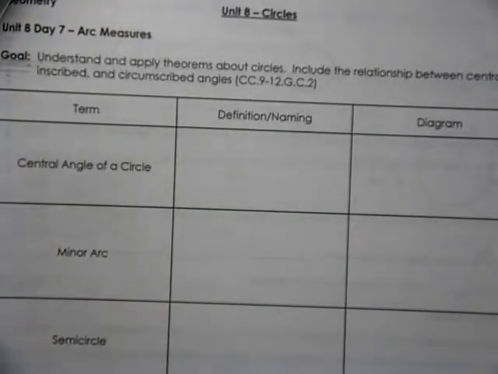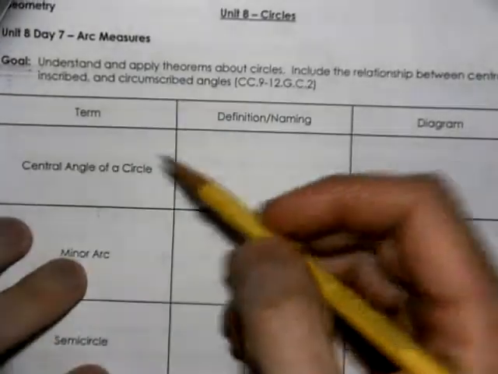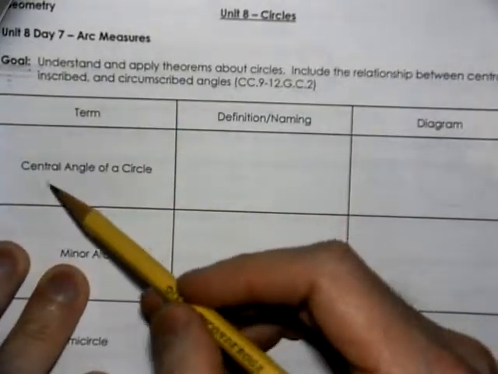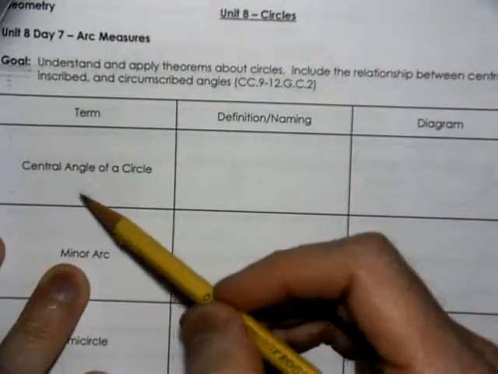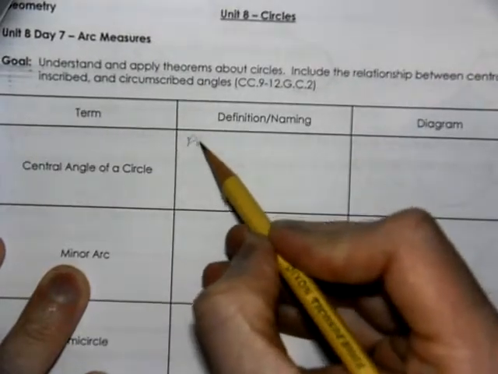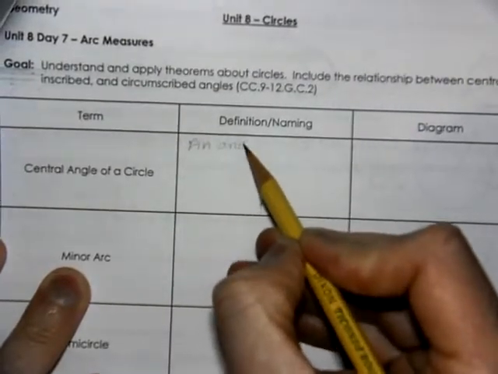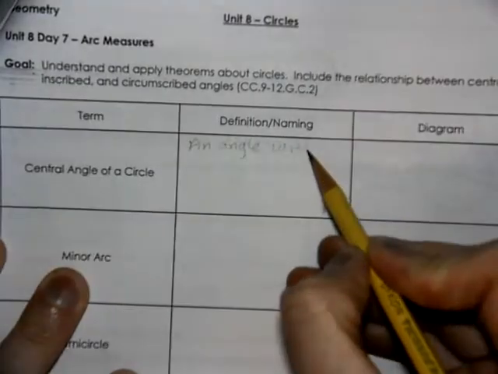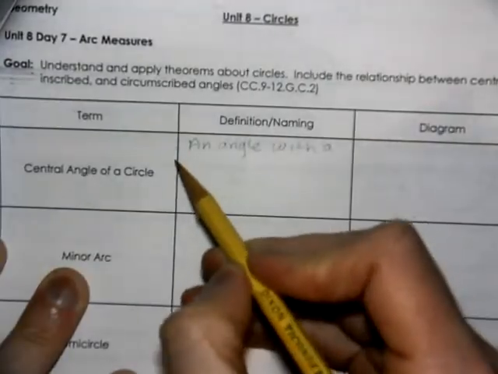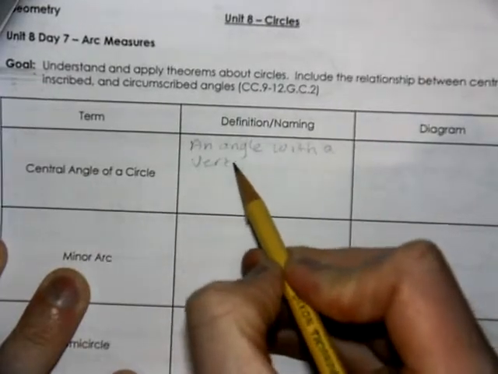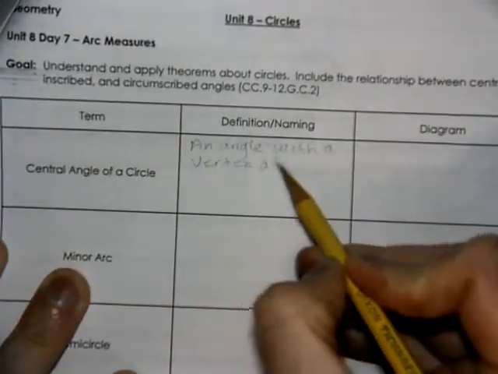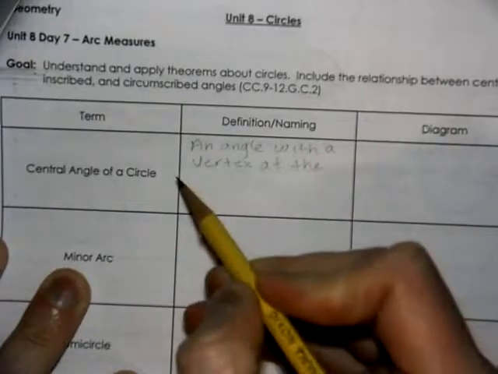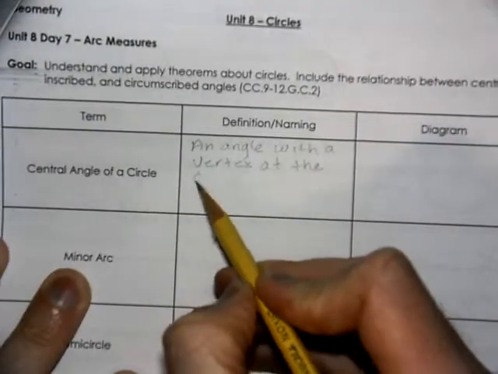First, we're going to talk about a central angle. A central angle, just as the name implies, it's central. It's in the center of the circle. An angle with a vertex at the center of the circle.